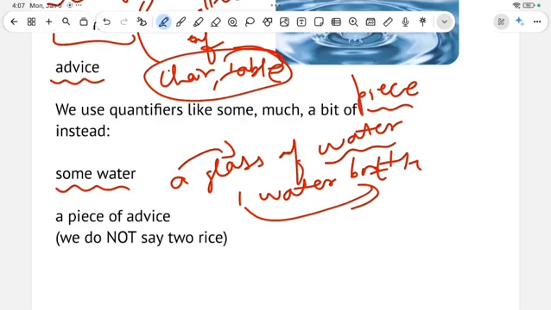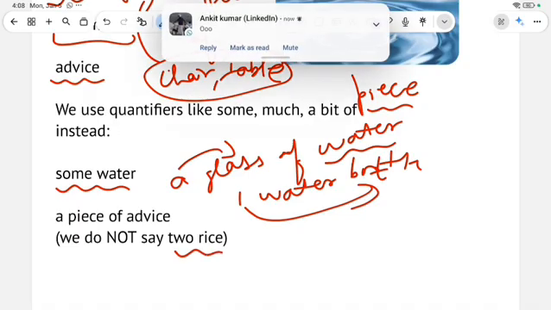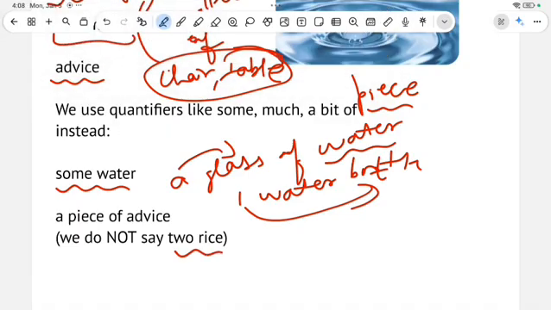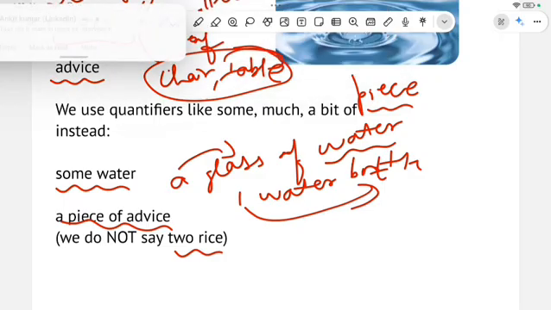But something that is not countable, you can't add S or ES to it. Okay, got it? A piece of advice. Again, I have shared earlier, we don't say I need two rice, two sugar. We don't say that. We say I need a piece of advice. I need 2 kilograms of rice, like this. I hope you are getting my point.